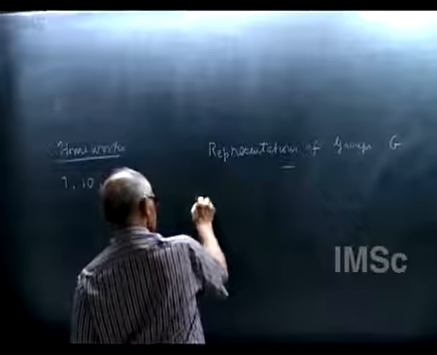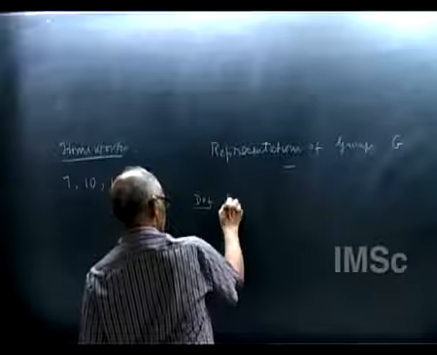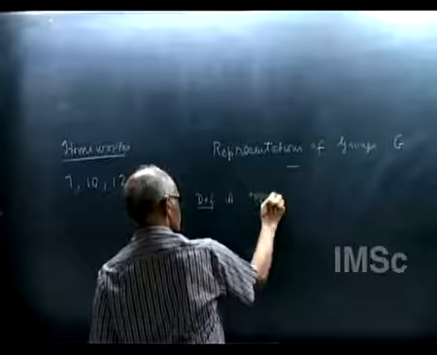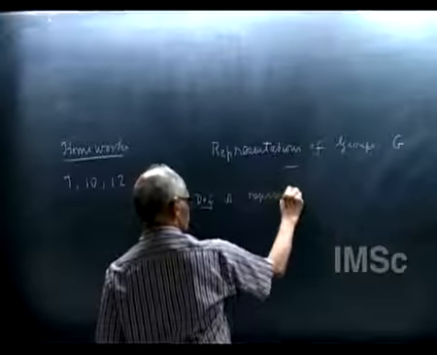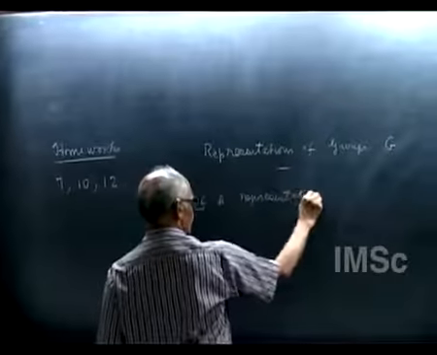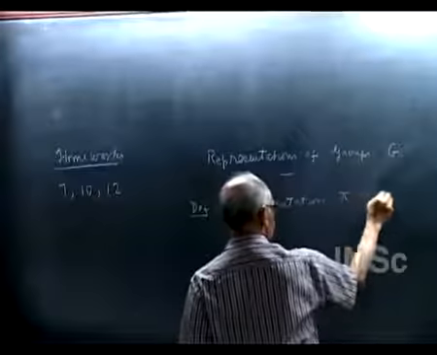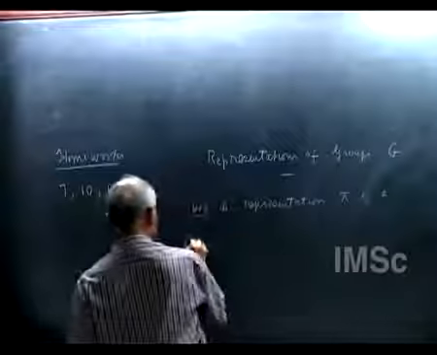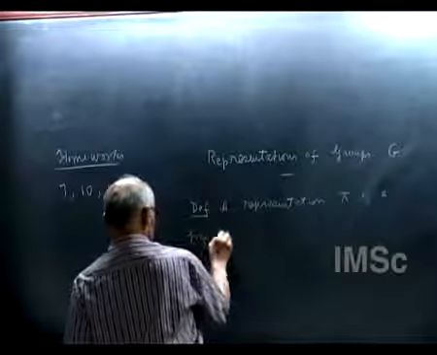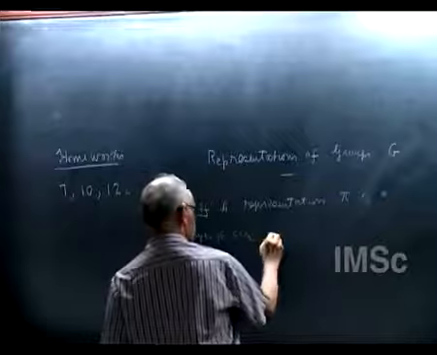So we define a representation, let me call it pi, of a group G. There are 2 aspects.